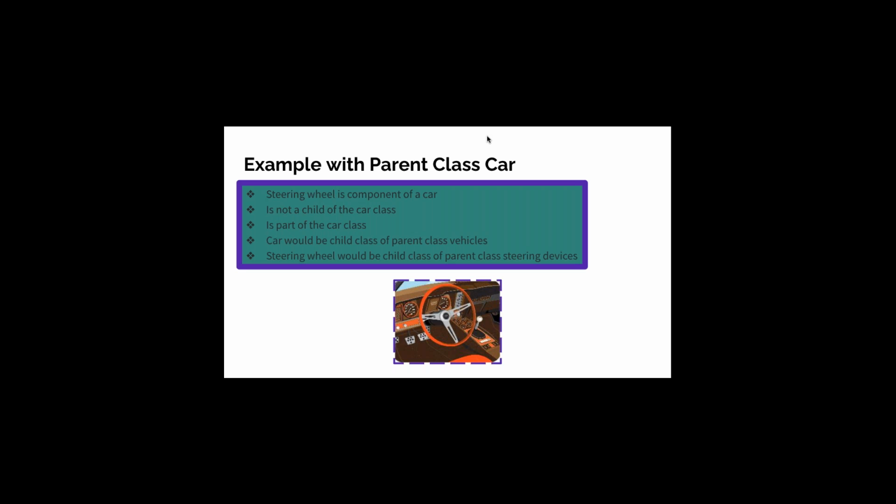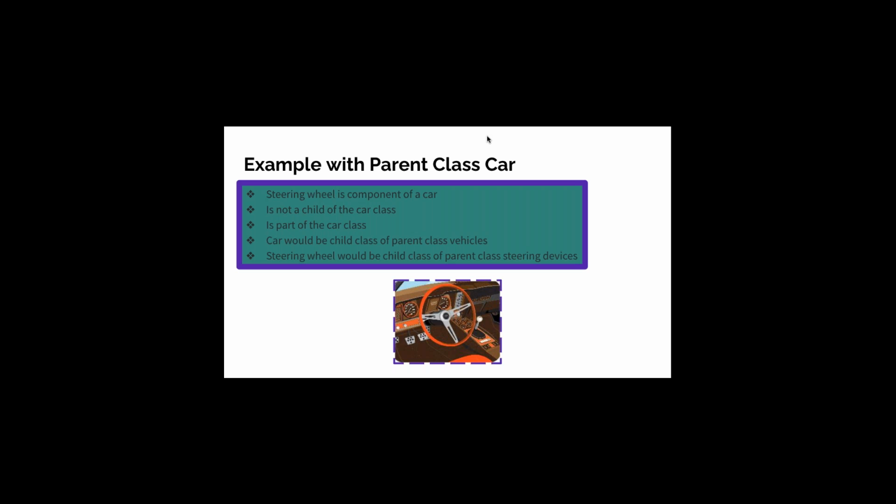Essentially, the steering wheel is a component of the car, and therefore it would not be a child of the car class. But for example, if I had a parent class of vehicles, things that fall in that parent class would be things like trucks, cars, buses, motorbikes, because those are all categories of the main category vehicle.